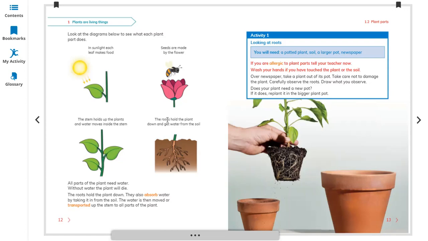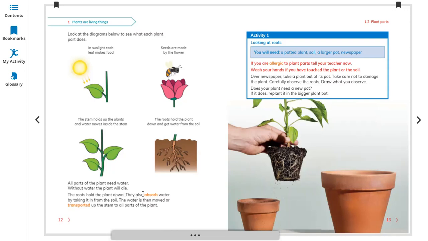Then roots. The roots hold the plant down and get water from the soil. So all the parts of the plant need water. Without water, the plant will die or wilt. The roots hold the plant down. So the roots are very important, taking water from the soil and holding the plant down in the earth.